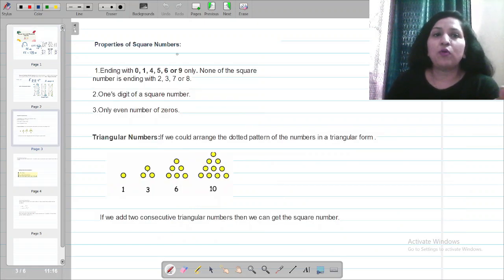Coming on to the properties of square numbers now. Square numbers end with these digits only: 0, 1, 4, 5, 6, 9. I'll explain to you how. The square number never ends with the other digits.